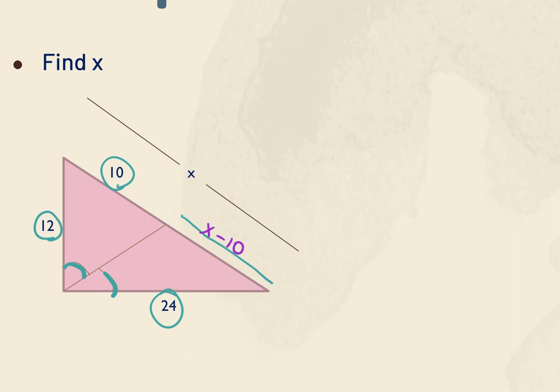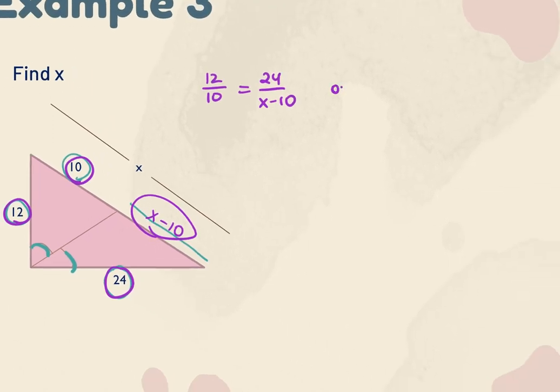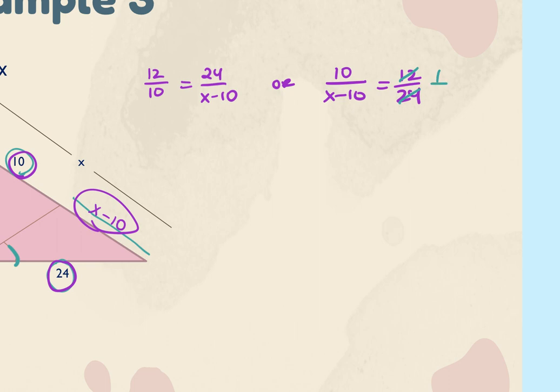So then I can set up a proportion, like I could do 12 over 10, side and segment, would equal 24 over segment x minus 10. Or I could do segment over segment, so 10 over x minus 10 equals 12 over 24. You could do it that way too. They both simplify, but the one on the right, obviously 12 and 24 simplify a little bit more, so that might be easier, 1 over 2. And then cross multiply, I get 20 equals x minus 10. Add the 10, and x is 30.